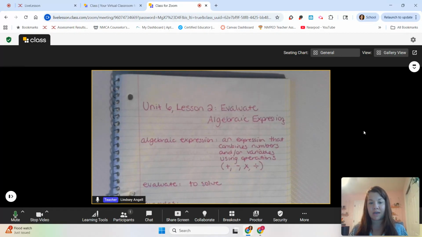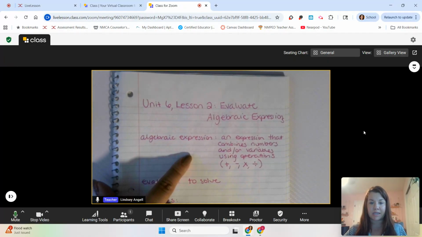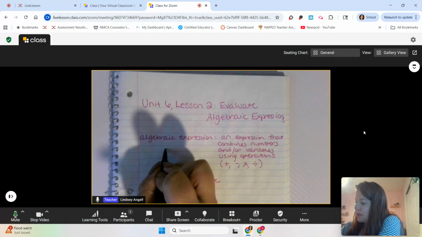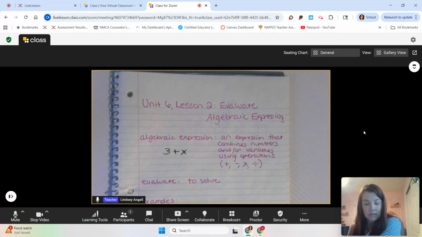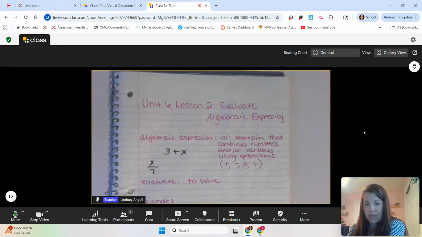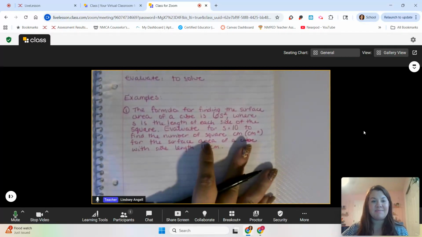Okay, so first off, a couple key terms. An algebraic expression is an expression that combines numbers and/or variables using operations. An example would be 3 plus x. That's an example of an algebraic expression. Or even x over 7. Anything like that, we can expand it. It's like an equation, but it doesn't have the equal sign. That's the biggest thing about it. And then evaluate, that's just a really fancy way to say solve the problem. So anyway, let's get into some examples.